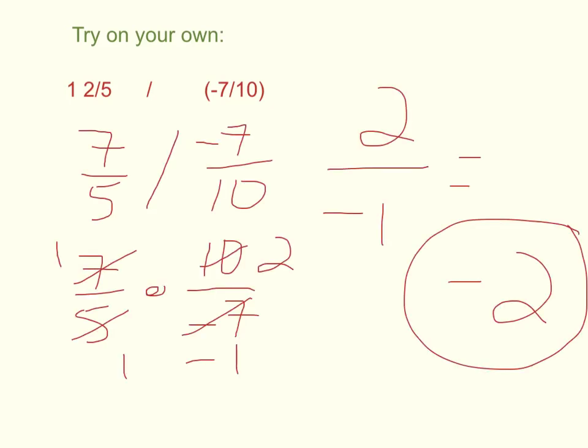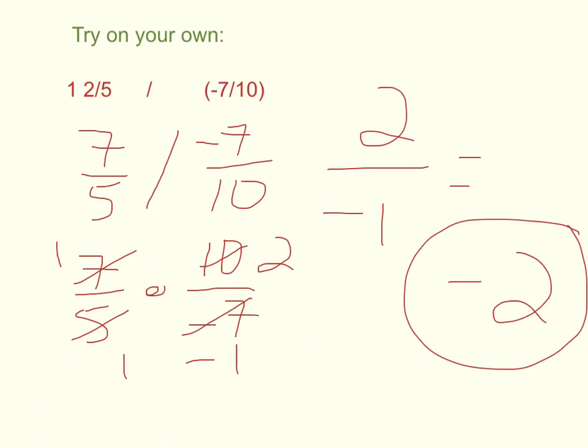When we turn 1 and 2/5 into an improper fraction, we need to multiply our denominator 5 by our whole number 1 and add the numerator 2. 5 times 1 is 5 plus 2 is 7, therefore 1 and 2/5 is 7/5. Now we need to flip the second fraction and make it 10 over -7 and turn it to multiplication.